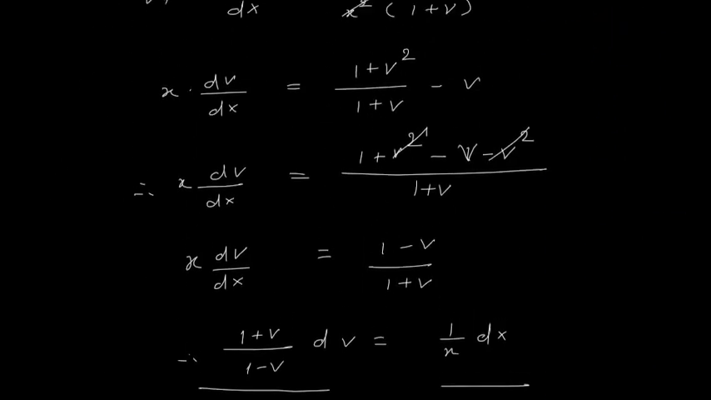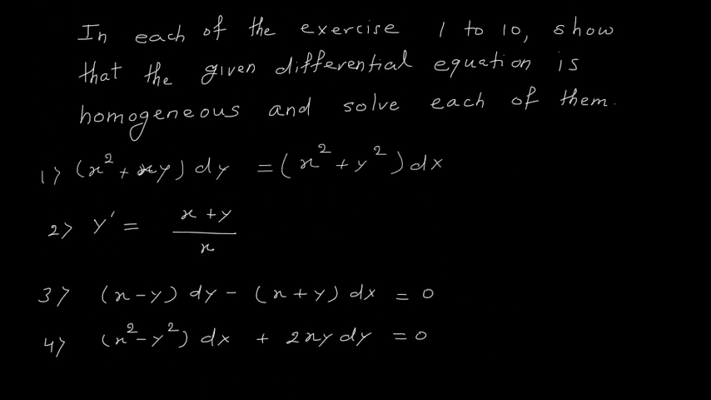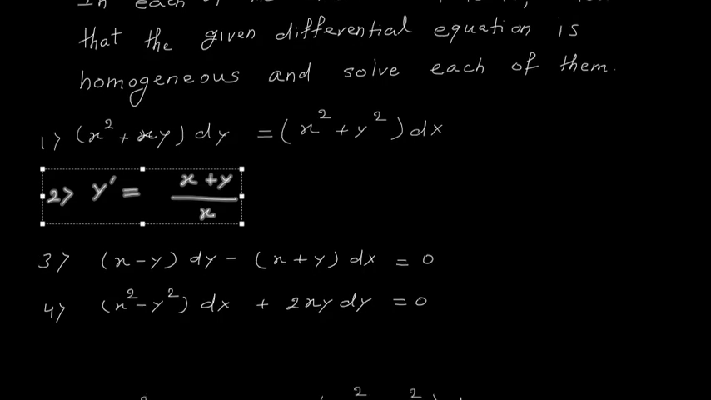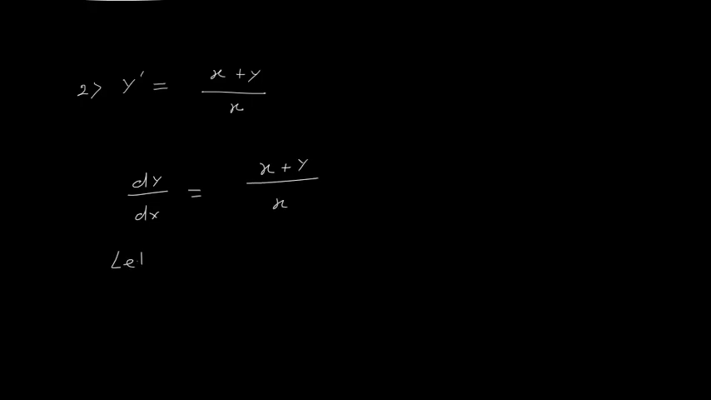Okay, so let us see a few more problems. The first problem we have done. Now let us see the second problem. The second problem is y dash is equal to x plus y upon x. So y dash means dy upon dx, and this is given as x plus y upon x. Let f of x comma y be x plus y upon x. Consider that this is your equation number 1.